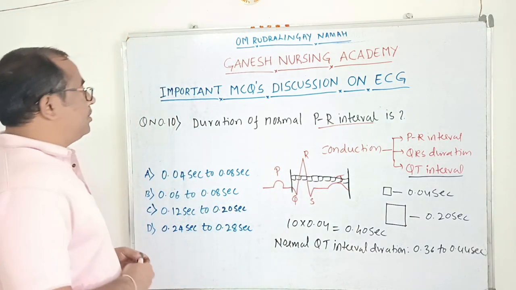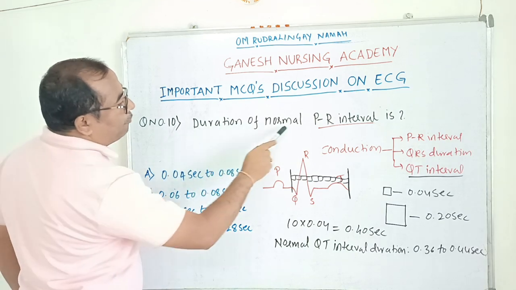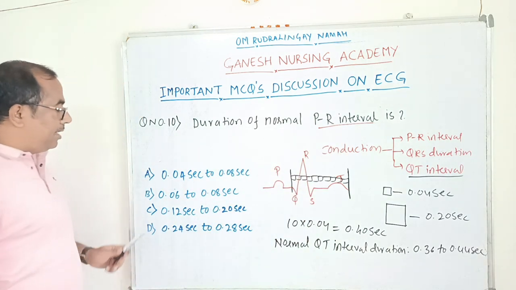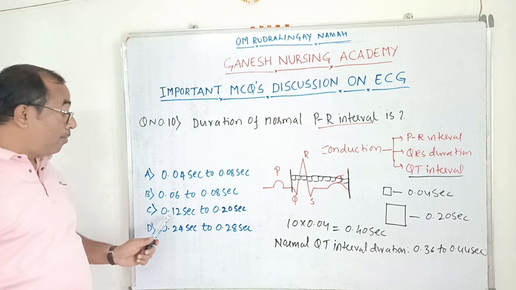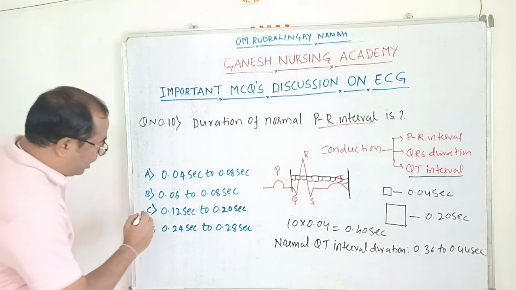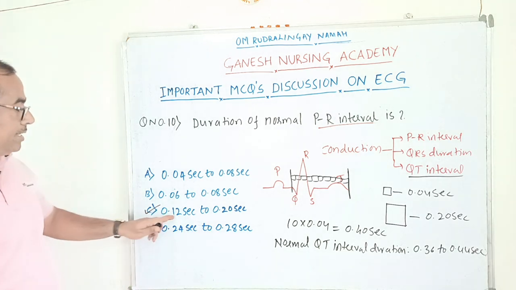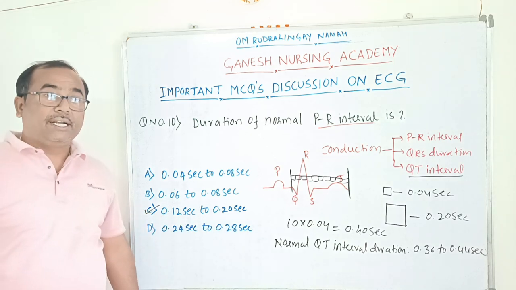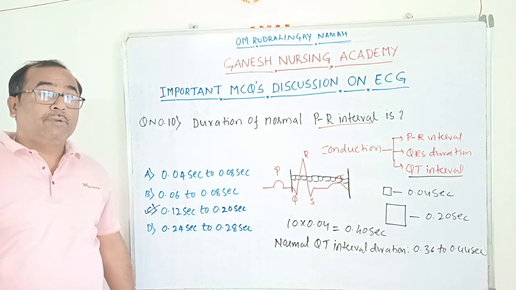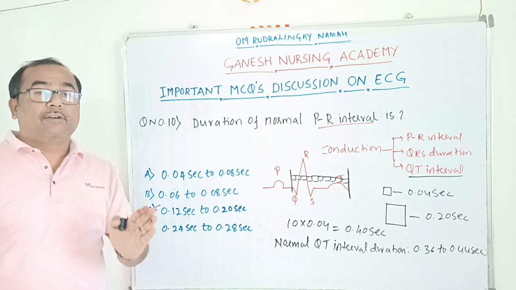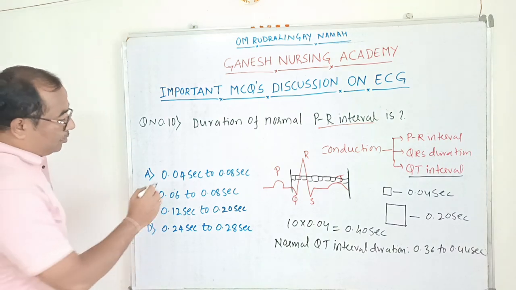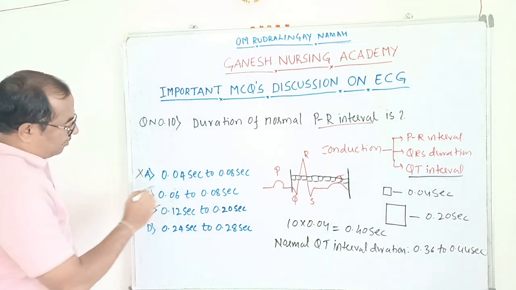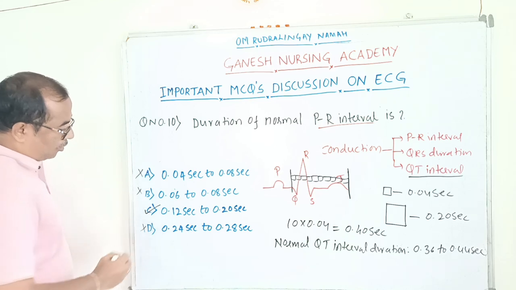Now what question do they ask? Duration of normal PR interval. Already I have told you that the normal duration of PR interval is 0.12 second to 0.20 second, that is 3 to 5 small boxes. So the remaining options, A, B and D, are the wrong options.